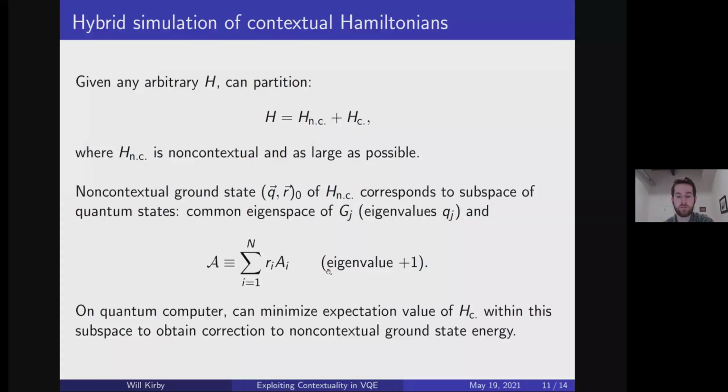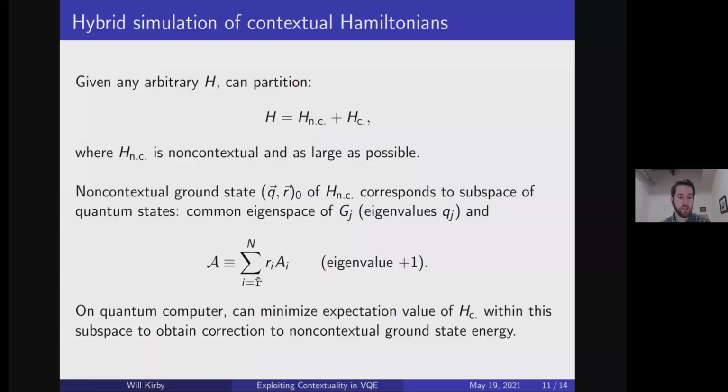And since R is a unit vector, any normalized real linear combination of anti-commuting Pauli operators turns out to be unitarily equivalent to a single Pauli operator. So script A also has eigenvalues plus minus 1, and we're interested in the plus 1 eigenspace of it. So we can think of the non-contextual ground state as a stabilizer subspace in which one stabilizing Pauli operator has been rotated by some unitary that preserves the other stabilizers. So it becomes this script A. So what can we do with this?